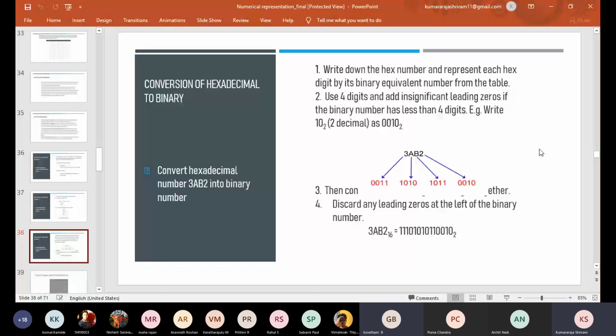So we have one more method, which makes use of the table to convert hexa to binary. What we do here is convert each digit of a hexa number into its binary equivalent with the help of the table. So it's really good if you remember the table. And this method turned out to be really useful and simpler than the previous method. And that's about the conversion of hexadecimal.